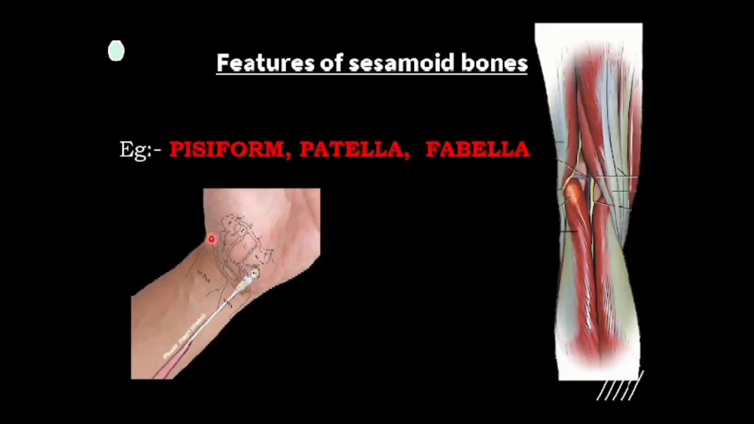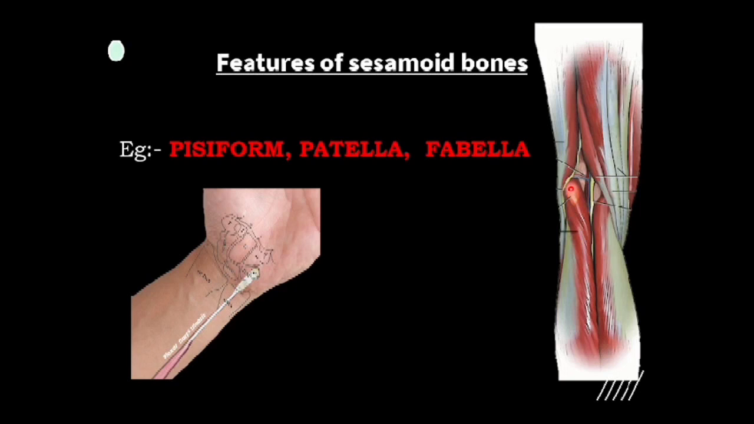Some other sesamoid bones are the pisiform bone in the flexor carpi ulnaris, then the fabella, which is present in the lateral head of gastrocnemius muscle, and you can also get a sesamoid bone near the cuboid bone in peroneus longus.